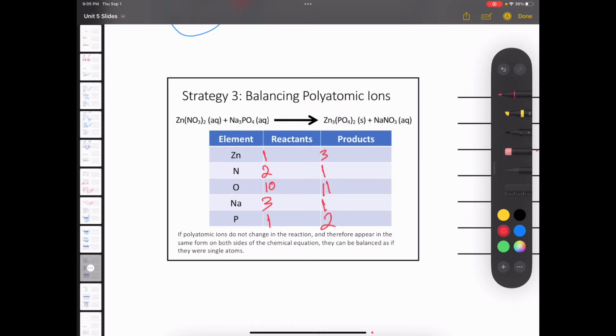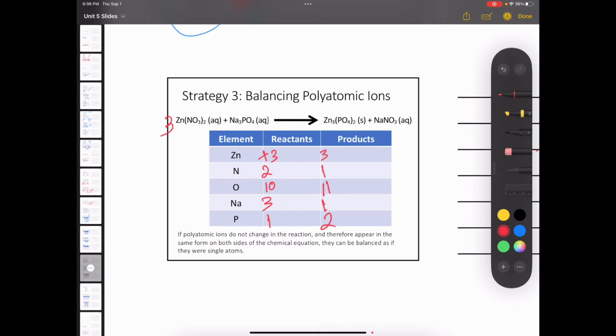Okay, let's follow the same strategy that we have been doing. We're going to start with the zinc and make sure that the number of zinc on the reactants equals the number of zinc on the products. So I have 1 and I have 3. An easy solution for this is to throw a 3 as a coefficient for the zinc nitrate. That makes it 3 for the zinc. Now the zinc is balanced, at least up to this point.